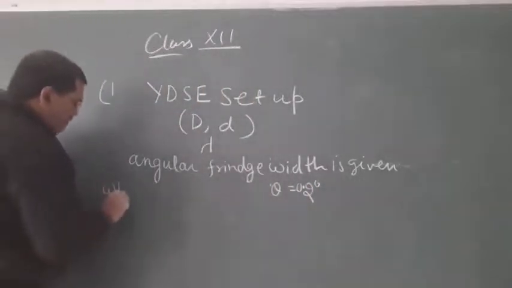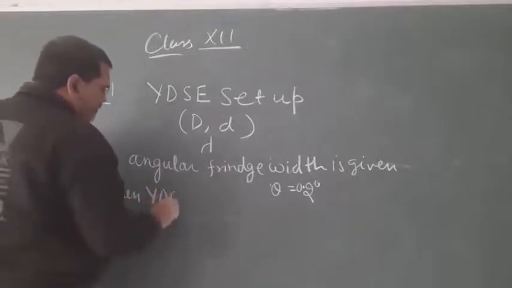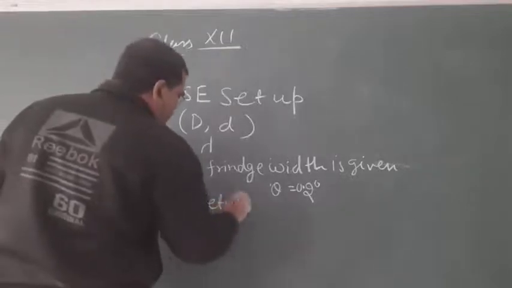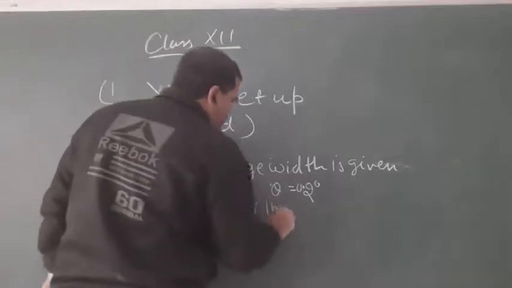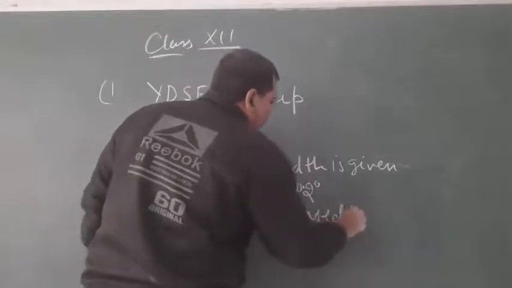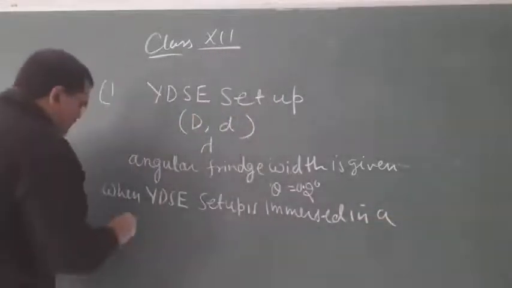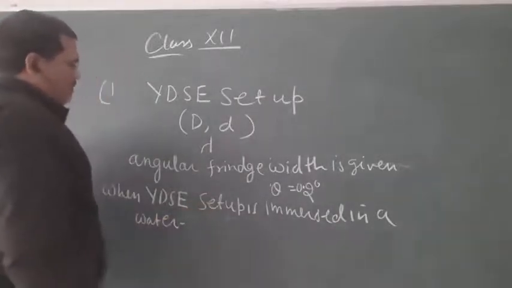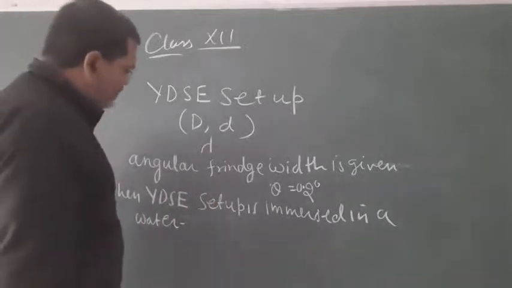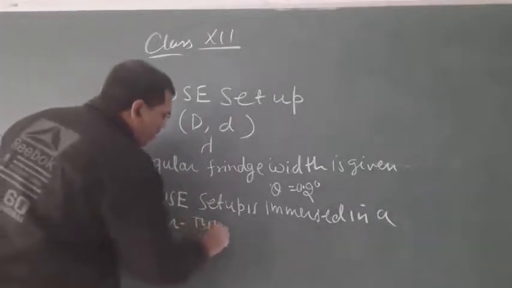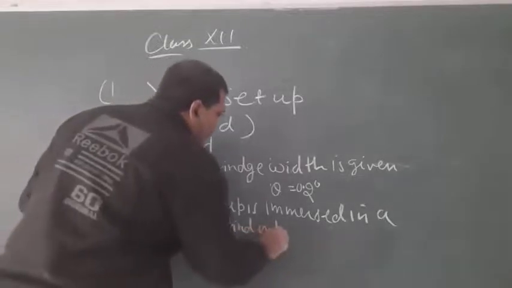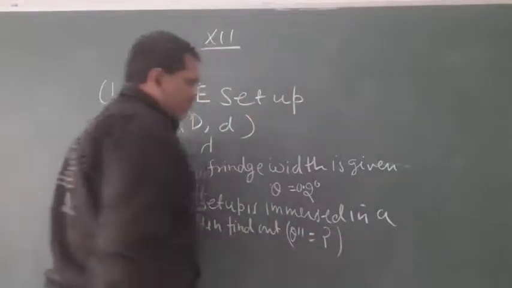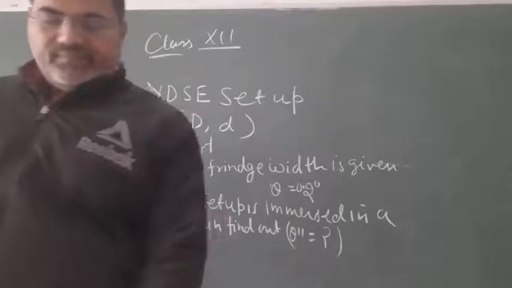And when the YDSE setup is immersed in water, then find out the angular fringe width, theta double dash. So this was the question.